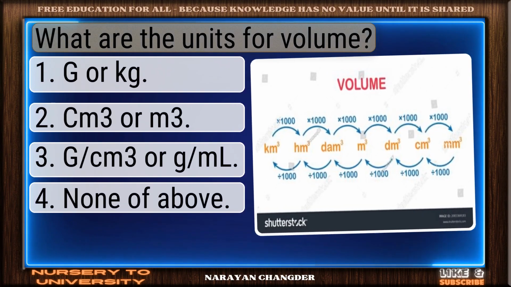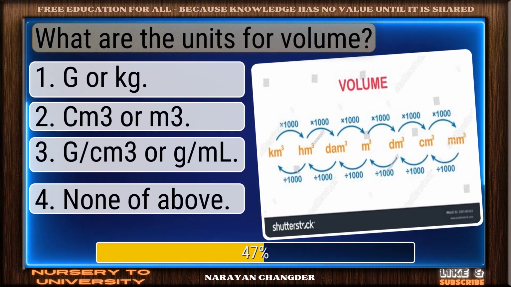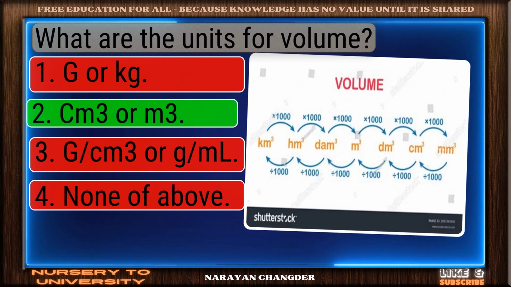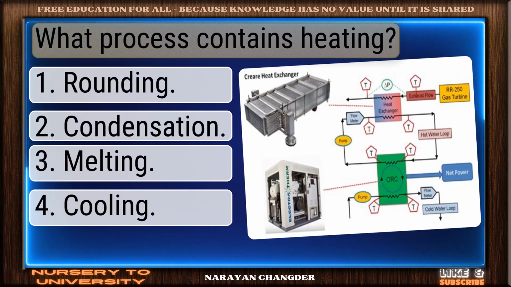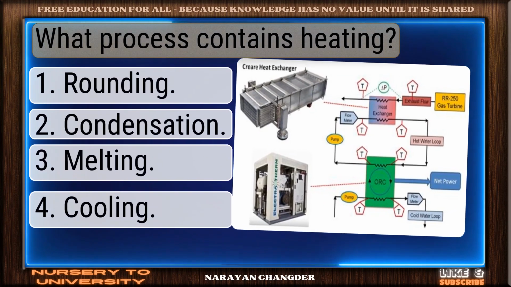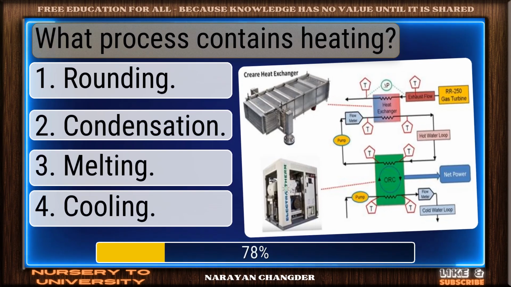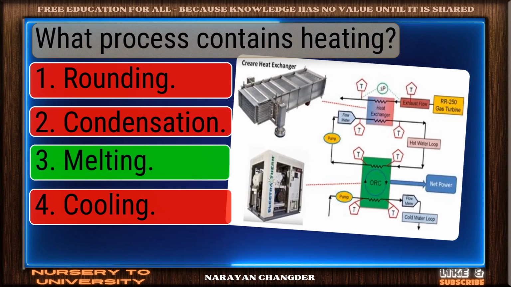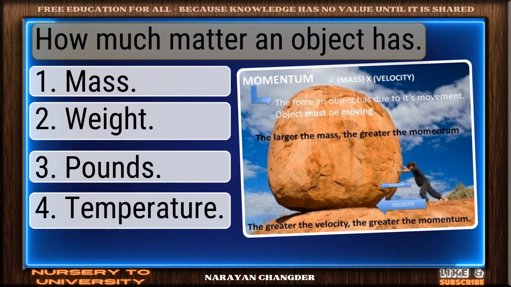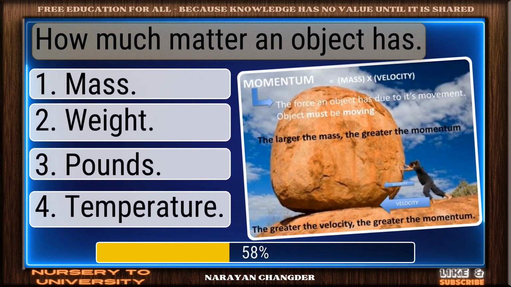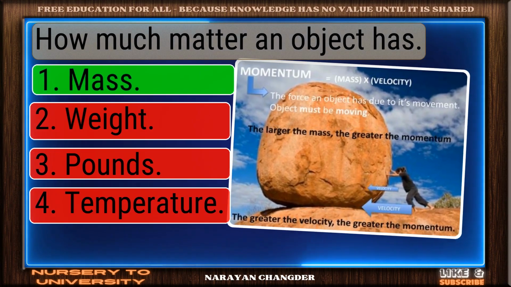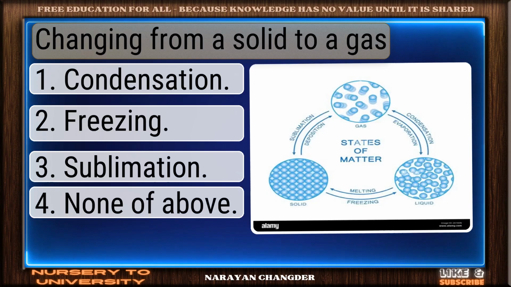What are the units for volume? Well reasoned. CM3 or M3 is the correct choice. What process contains heating? Right choice. Melting is the best answer. How much matter an object has? Great thinking. Mass is the right choice.